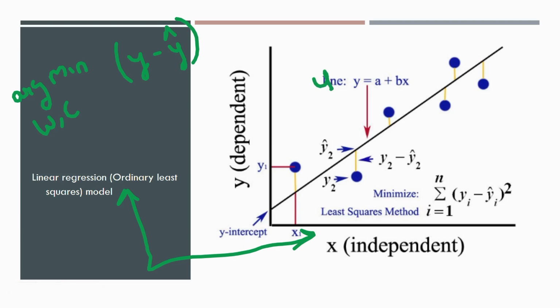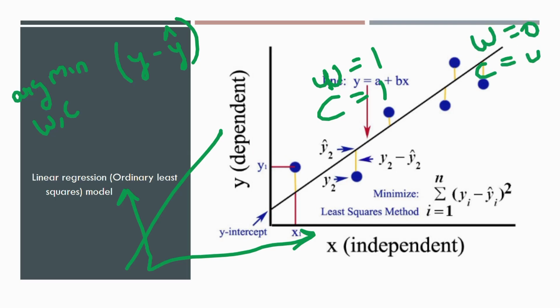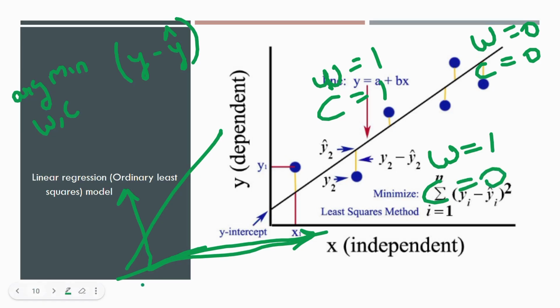If you take W as 1, C as 1, then you will get this line. If you take W as 0, C as 0, then there is no line, there is y equal to 0, which is the x-axis. If you take W as 1, C as 0, you will get some line like this, which is your ideal line. So we have to iterate till we find the ideal line. This is how machine learning works and identifies the relationship in the data.